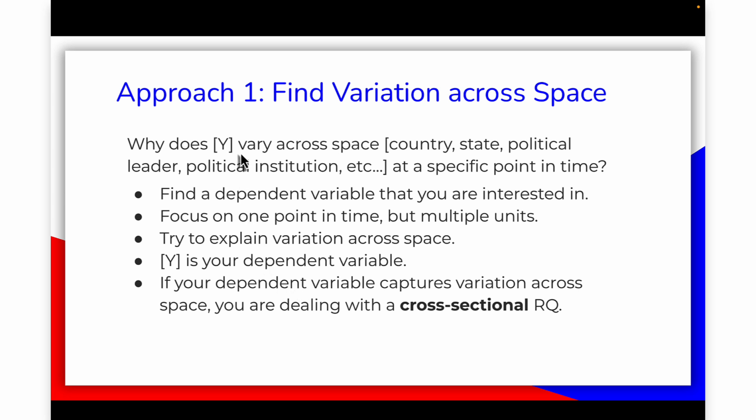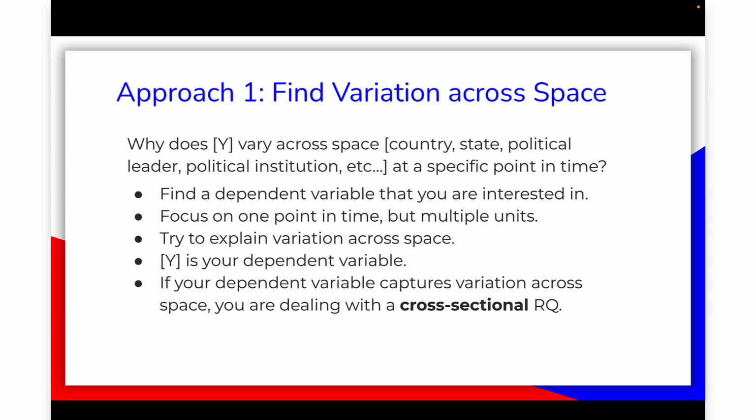Now, this leads to two approaches. The first approach is find variation across space. In order to have a good research question, there needs to be some kind of variation. For instance, I couldn't choose a research question like, why did the people in my online class take this class, or what motivated them to do it? That's not quite right because you all selected into the class. Do you know what I mean? They all selected in, therefore there's no variation. There's nobody who didn't get into the class. There's no variation in that dependent variable.